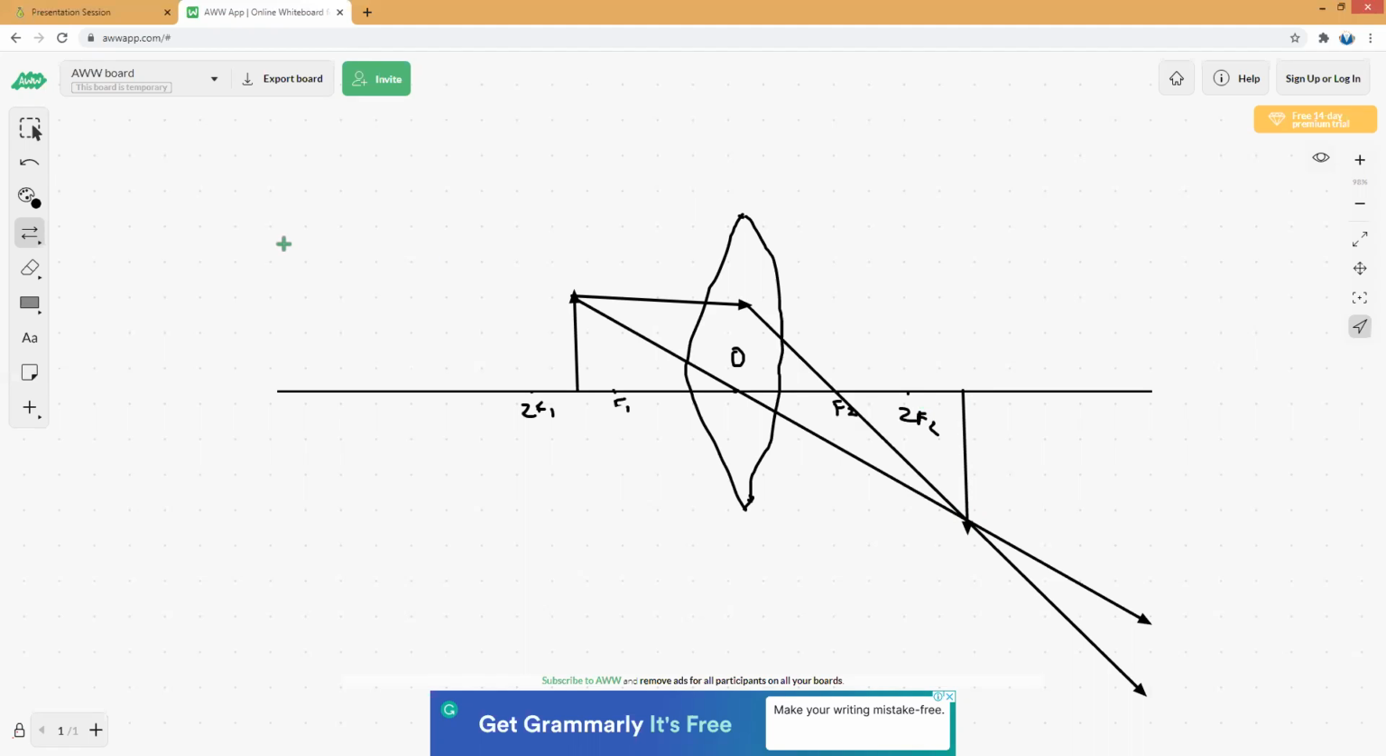The image is formed beyond C. You can see that the image is formed beyond C. It's much bigger, it's enlarged, and it's inverted. The arrow is pointing downwards. It is real. Got the point, right? Any doubt?